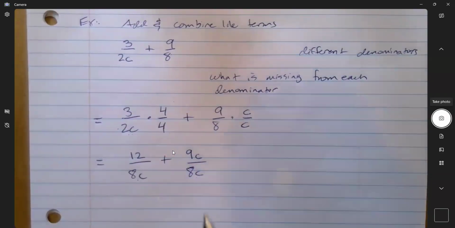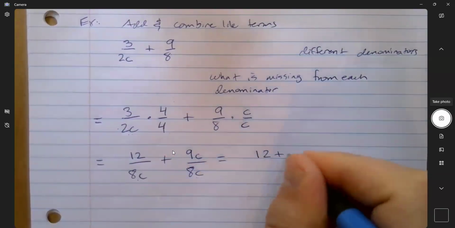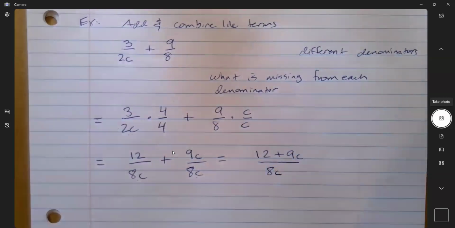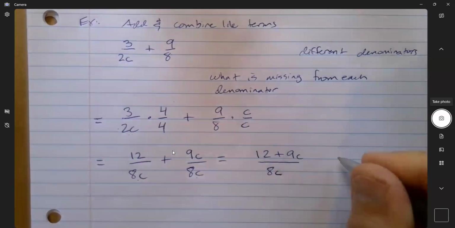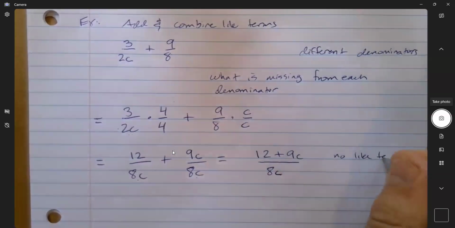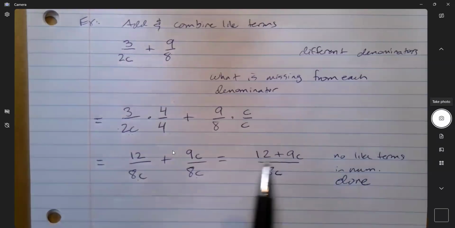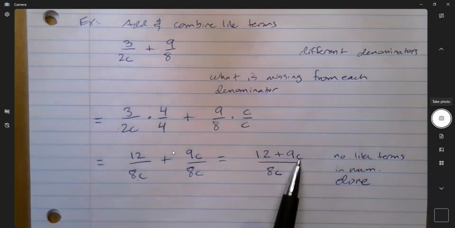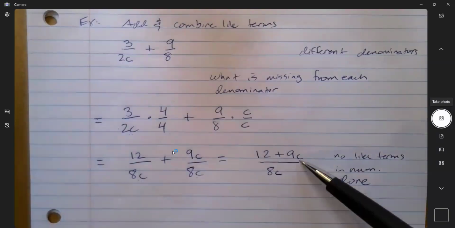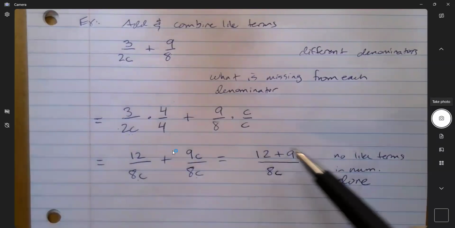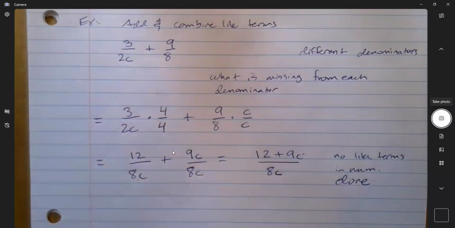And now they do have the same denominator, so I can add the numerators over the shared denominator. And there are no like terms in the numerator, so I'm done. I've added them, but there are no like terms to combine. 12 is a number, 9c is connected to the variable. I cannot cancel these c's because it doesn't show up in the other term as well. So I'm just completely done.